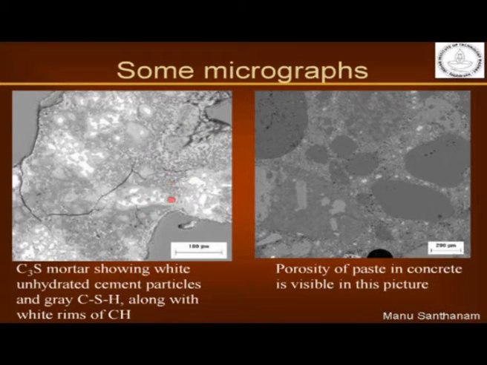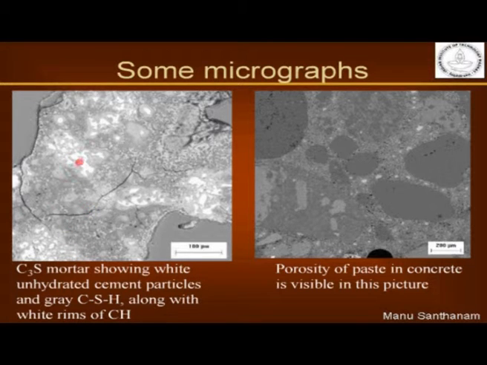hydrate. Now this picture on the left is actually from a mortar in which there is only C3S, okay, there is no cement, there is only C3S. So as you can rightly guess, when the C3S reacts with water, it is only going to produce CSH and calcium hydroxide. So I will show you where these are.